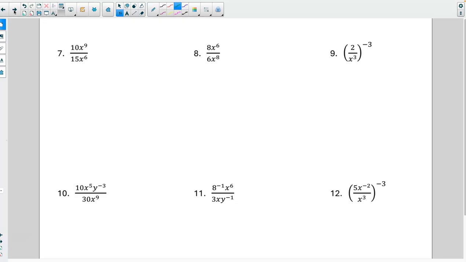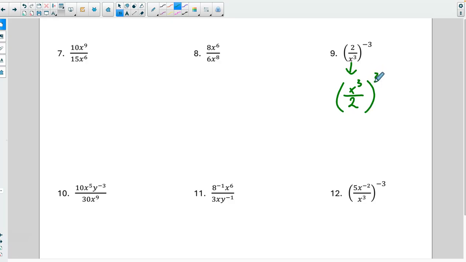We are going to jump straight to number 9. When you look at number 9, there's that negative 3 on the outside, and so it's telling me that I flip everything on the inside. I want to get rid of that negative, so I'm going to change how I write that simply to be x cubed and 2, and this is going to be to the third.